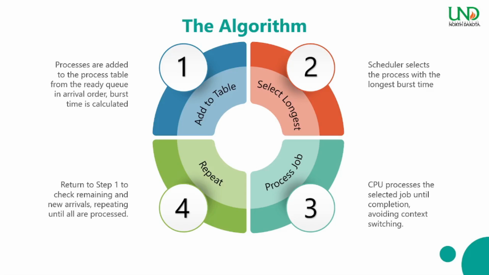Finally, this cycle of selecting the longest burst time process and executing it repeats until the process table is empty. At that point, all processes have completed execution and the system can return to an idle state or await new processes.